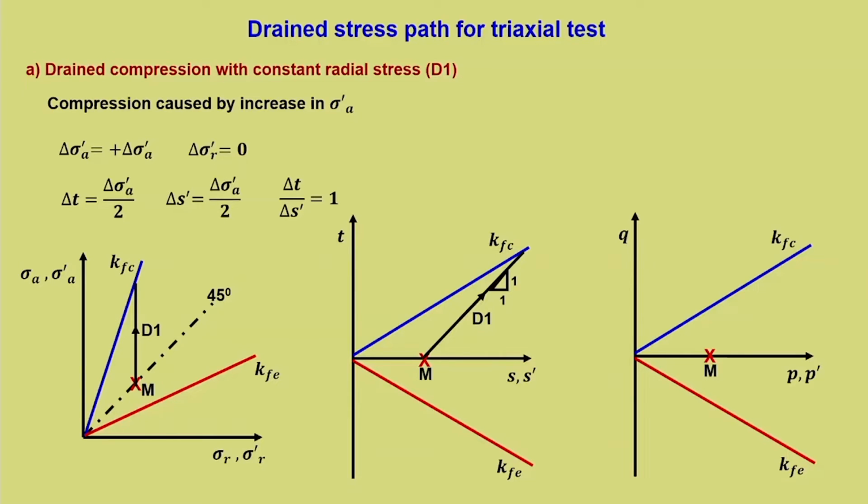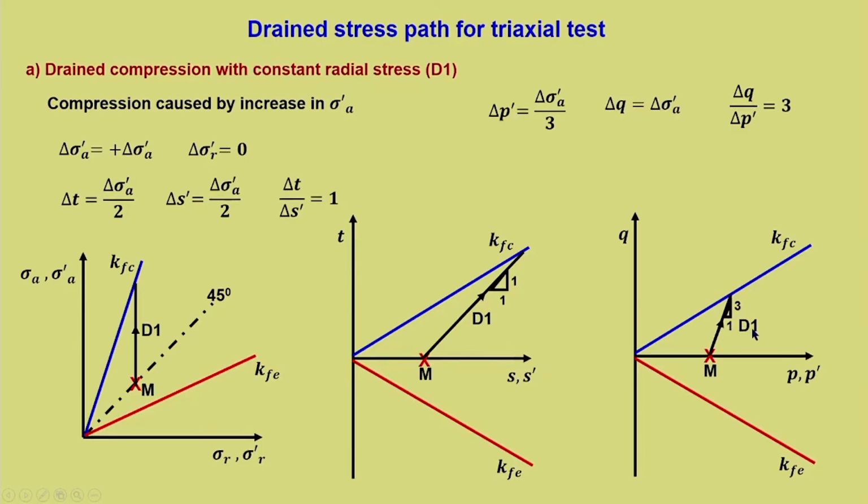Now, what will happen in the QPP dash plot? Delta P dash is equal to plus delta sigma A dash by 3, and delta Q is delta sigma A dash. So, delta Q by delta P dash is equal to 3. So, this is the next understanding in the QPP dash plot: if it is drained triaxial compression, then the slope will be 3. So, this is D1 and this is represented by 3. So, all three have been done. This is the first case.